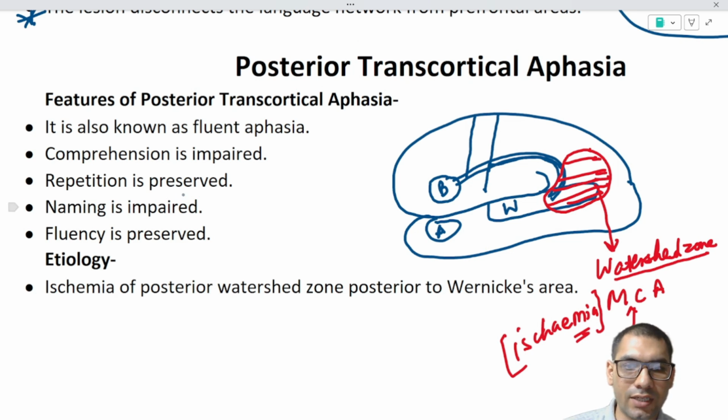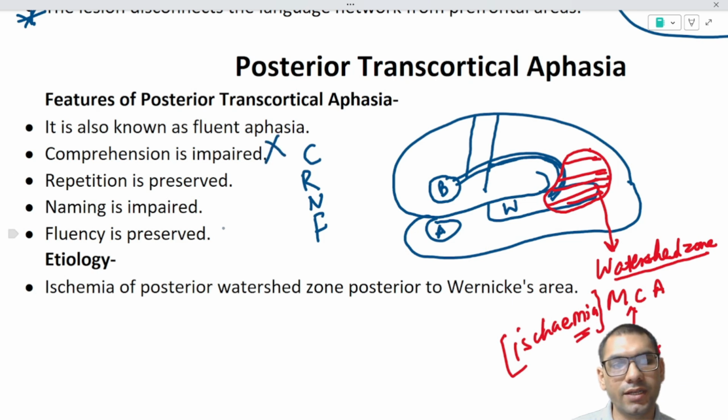Now we must understand the features of posterior transcortical aphasia. As we have already understood, whenever we have to evaluate an aphasia, we must evaluate four things: C, R, N, and F. C is for comprehension, R is for repetition, N is for naming, and F is for fluency. Now Wernicke's area is involved, and Wernicke's area is responsible for comprehension. That is why comprehension is impaired.